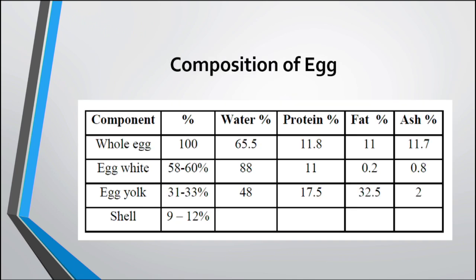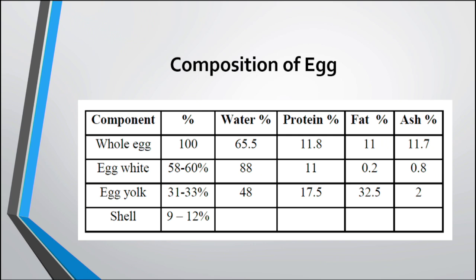So this table indicates the composition of egg. The whole egg has 65% water, 11.8% protein, 11% fat, and 11.7% ash content. The normal egg white contains 88% water, 11% protein, 0.2% fat, and 0.8% ash content.